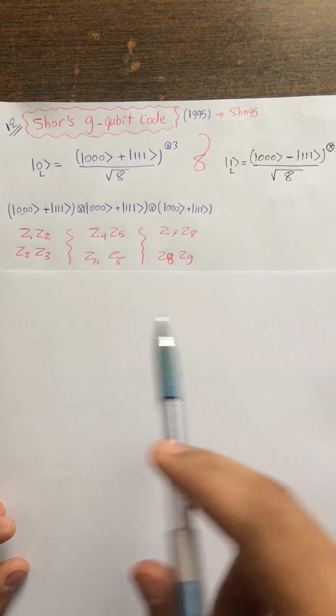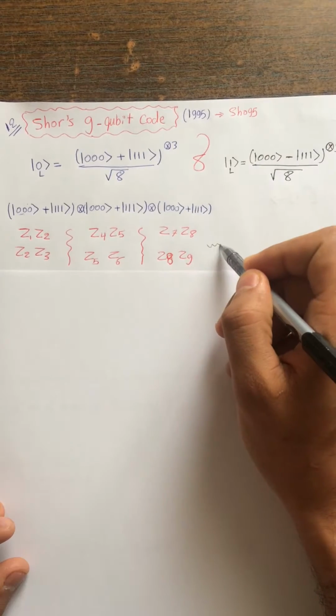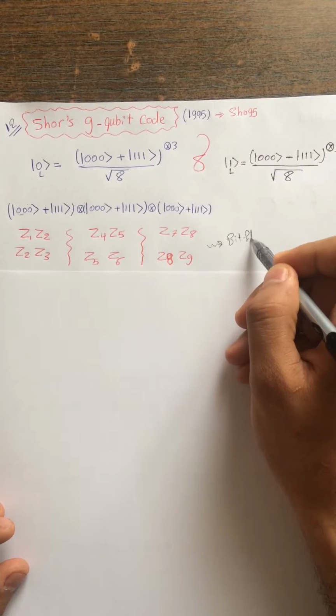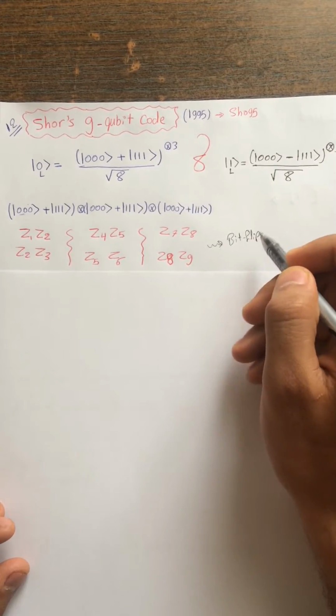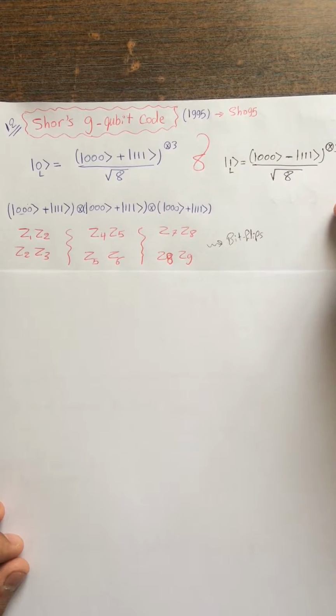So these kinds of checkers, or operators, the syndrome operator measurements that we have here, are called parity check operators for bits. So these are parity check operators for bit flips. Okay, this is for the first logical zero that we have.